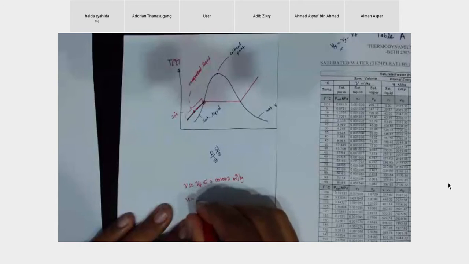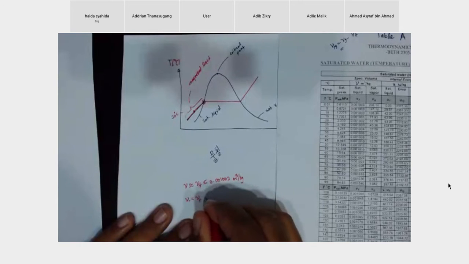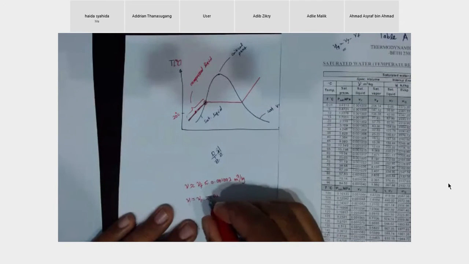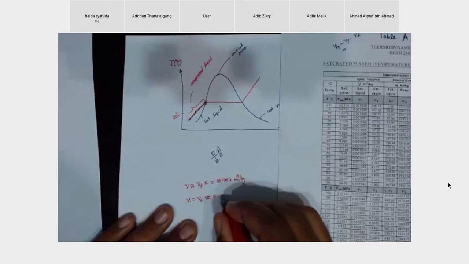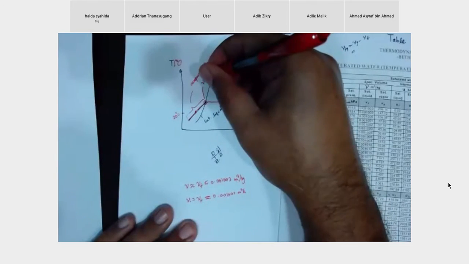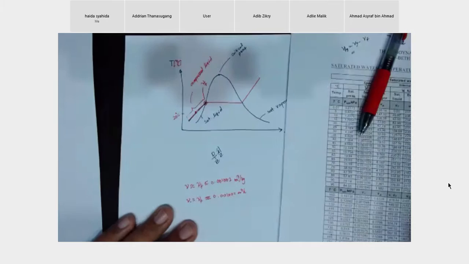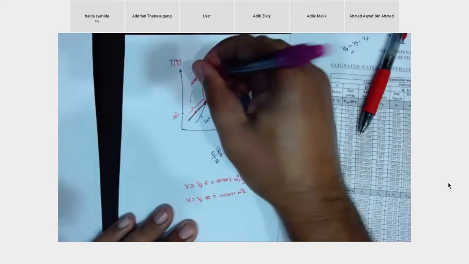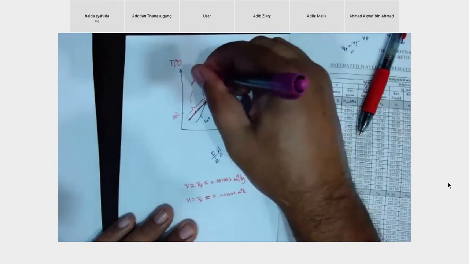So the volume is the volume of this saturated one. Ni kalau tulis macam ni sama dengan 0.001002 meter cube per kilogram. So if it touches this point, it is known as VF. Okay, exactly touching this point is VF.